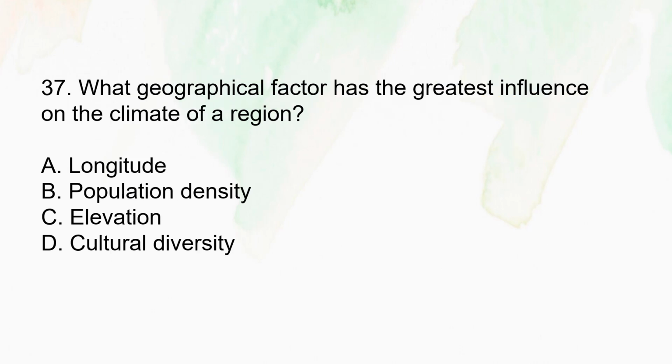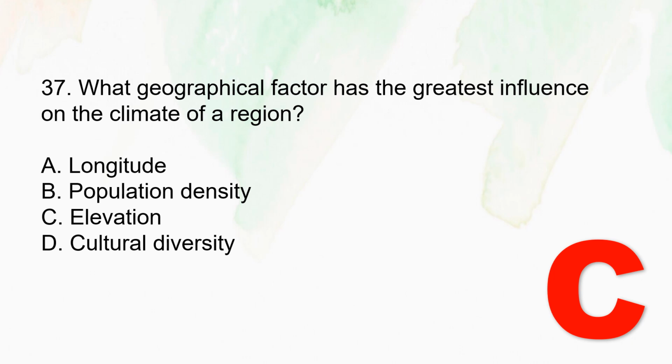Number 37. What geographical factor has the greatest influence on the climate of a region? Letter A, longitude. Letter B, population density. Letter C, elevation. Or letter D, cultural diversity. Okay, the best answer is letter C.